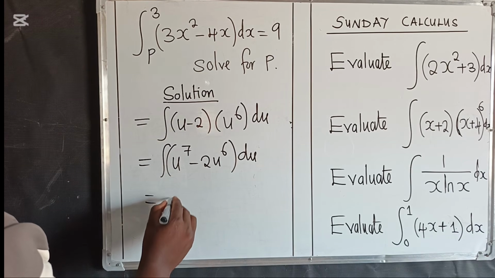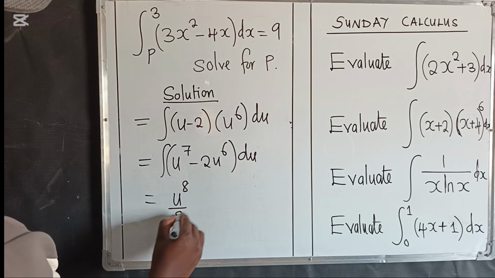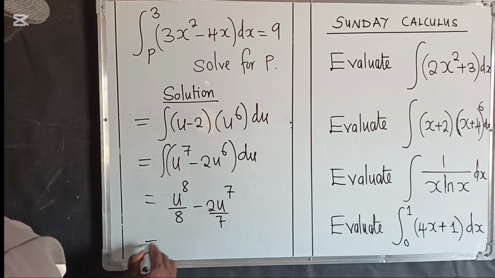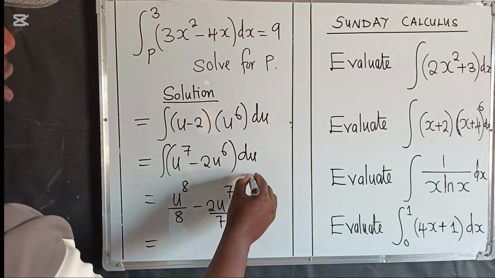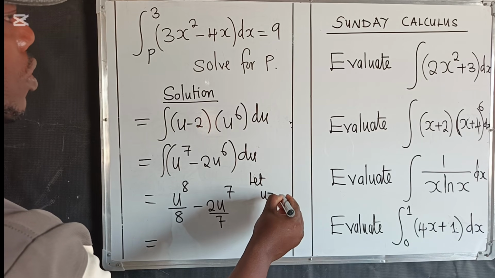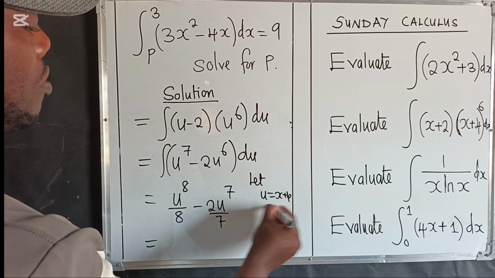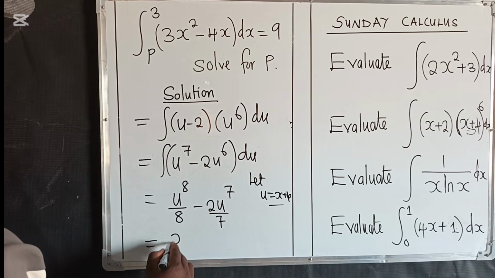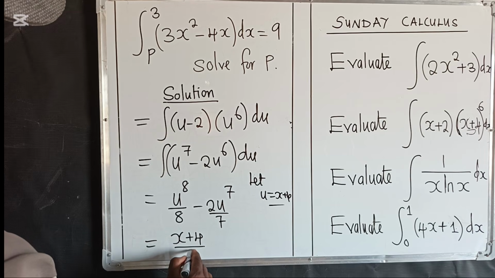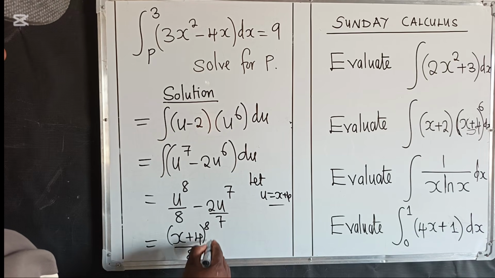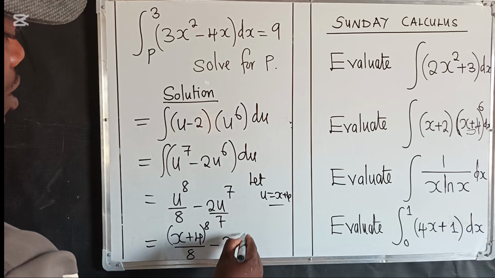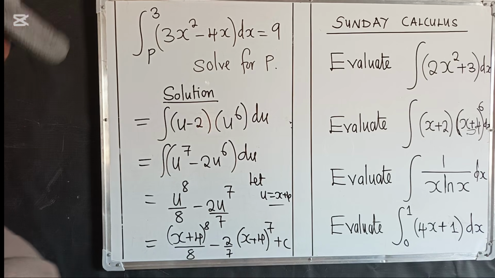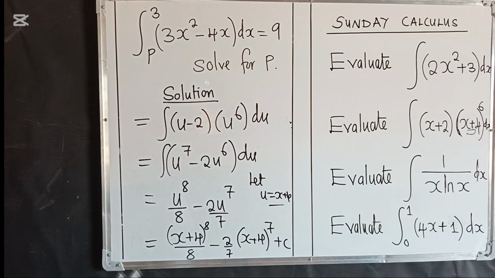Okay, so now this will be u^8 over 8 minus 2u^7 over 7. Okay, so now we write back the u. We said let u be equal to x plus 4. Remember, when we started here, we got what was here. So where there is u, we shall write (x plus 4)^8 over 8. We should not forget the power 8 here. Minus 2 over 7, and then (x plus 4)^7 plus c. And this is our answer for question 2.